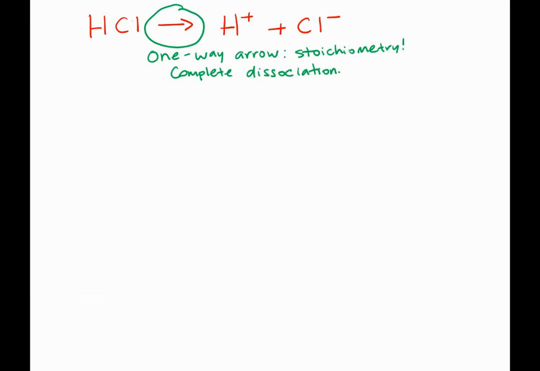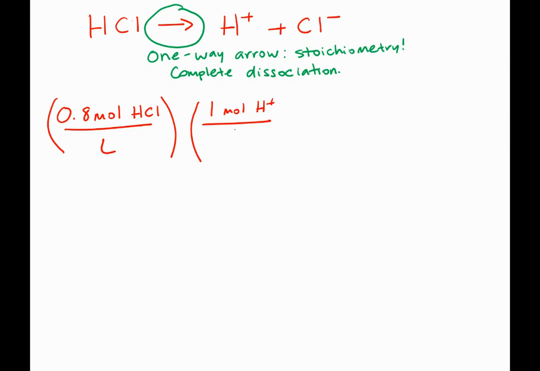Because we can do stoichiometry, we can simply use a mole ratio to convert the HCl into H plus. We don't have to bother with ICE tables or anything like that because this reaction goes all the way to completion. You do complete conversion of all of the HCl into H plus. So we have a 0.8 molar solution of HCl, meaning 0.8 moles of HCl per liter of solution. And then we'll use the mole ratio, which is 1:1 in this equation.